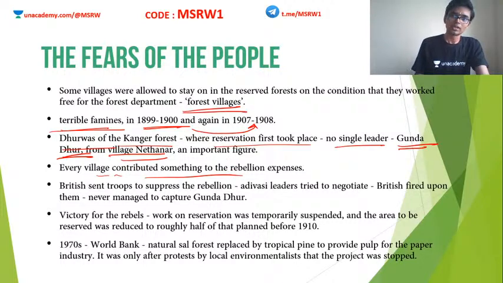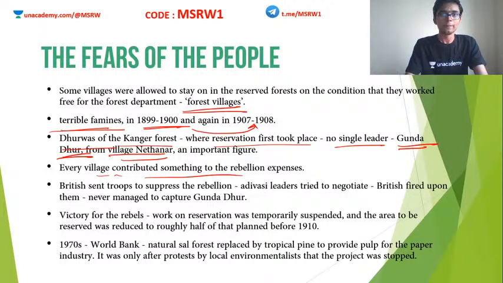So what did the British do? British did what they usually do. They tried to suppress the rebels with force. They sent troops with arms and all, to suppress this rebellion one way or another. Adivasi leaders tried to negotiate. They did not want to go into a war or anything, so they tried to negotiate. But what did the British do? Again, they considered Adivasis as inferior people, and for that purpose, they fired upon them. Lots and lots of people ended up dead.